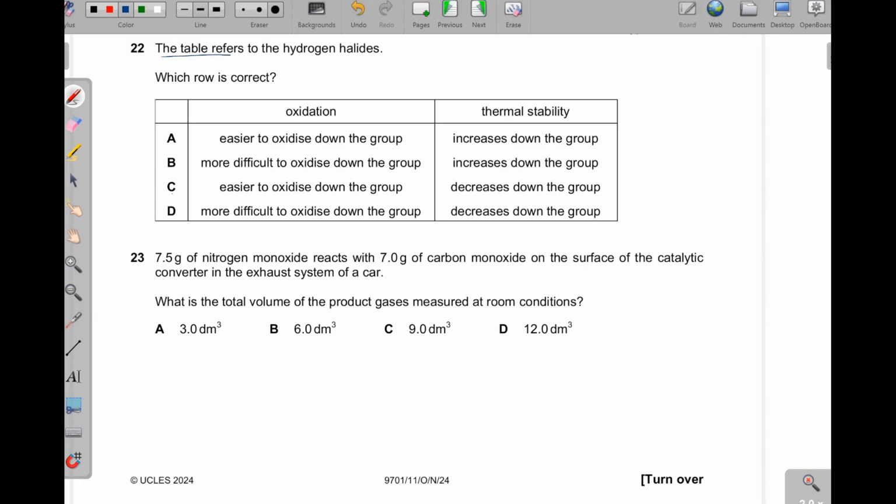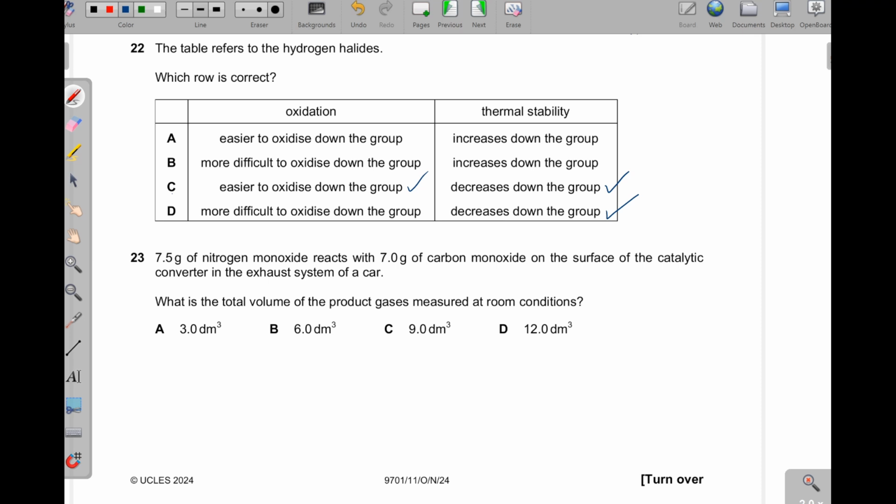Question 22. The table refers to the hydrogen halides. Which row is correct? Easier to oxidize down the group. Hydrogen halides, actually their bond energies decrease down the group. So it is easier to break them. So thermostability actually decreases down the group. So that means I have to look here: decreases down the group and easier to oxidize down the group.